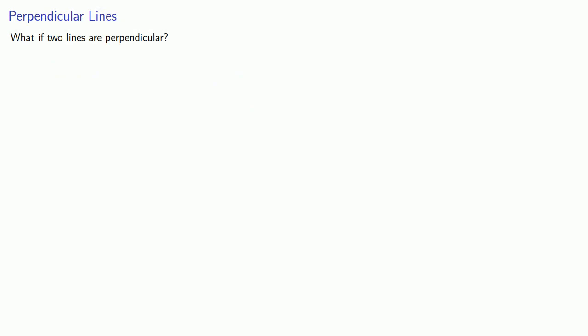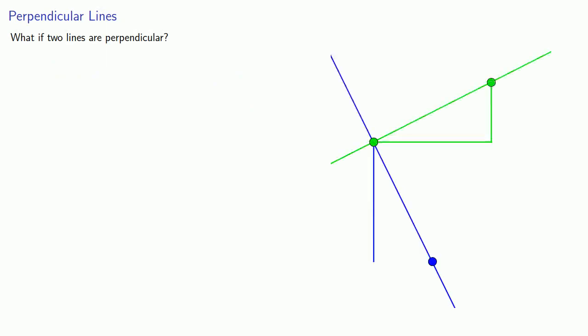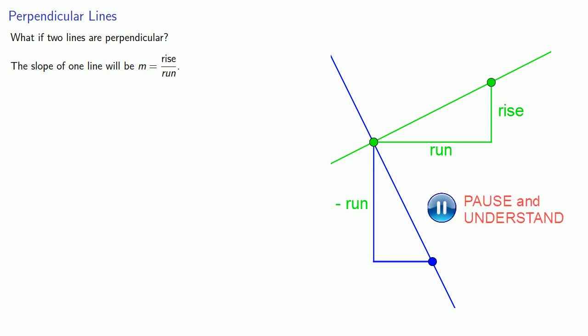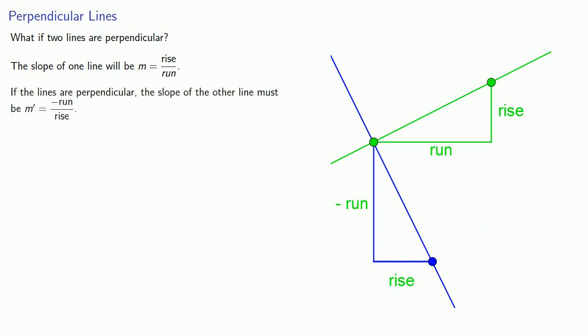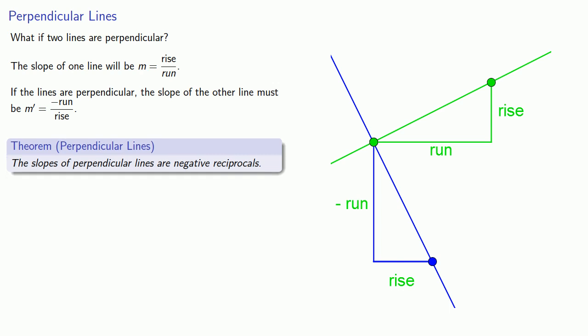What if two lines are perpendicular? So let's consider that. The slope of one line is going to be m equals rise over run. Now, if the lines are supposed to be perpendicular, then the rise of this second line must be negative the run of the other. And similarly, the run of this line must be the same as the rise of the other. So that means if the lines are perpendicular, the slope of the other line must be m prime equals negative run over rise. And this leads to the following result. The slopes of perpendicular lines are negative reciprocals.